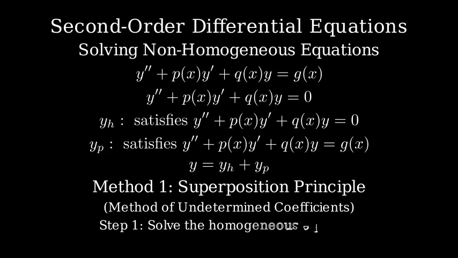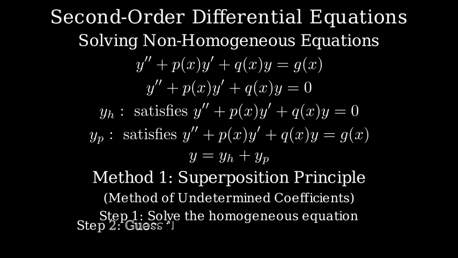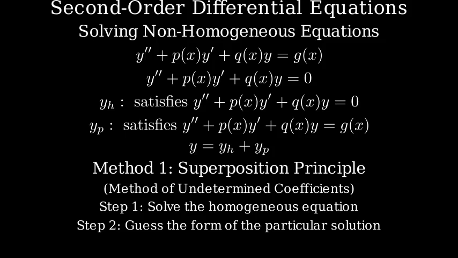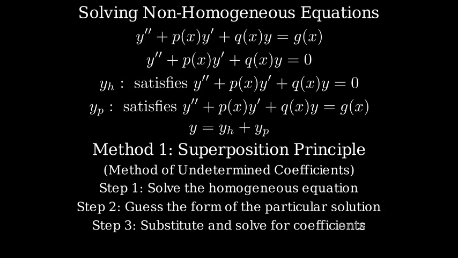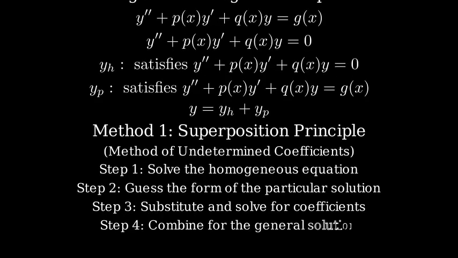Step 1. First, we solve the homogeneous equation to find y_h. Step 2. Based on the form of g(x), we make an educated guess for the form of the particular solution, y_p, with undetermined coefficients. Step 3. We substitute this guess into the original equation and solve for the undetermined coefficients. Step 4. Finally, we combine y_h and y_p to get the general solution.